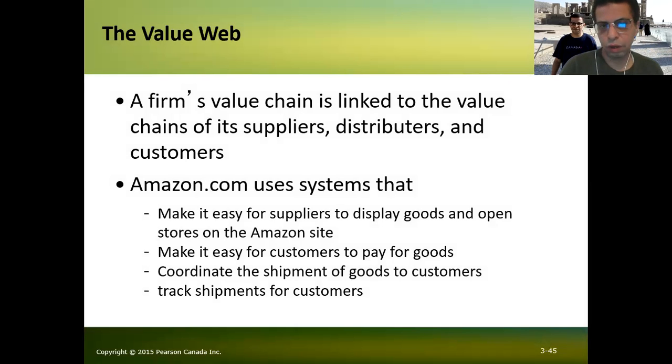Now we come to the value web. A firm's value chain is linked to the value chains of its suppliers, distributors, and customers. They're all connected to each other. An example is Amazon.com, which uses a system that makes it easy for suppliers to display their goods and open stores on Amazon, makes it easy for customers to pay for the goods, coordinates the shipment of the goods to the customer, and tracks the shipment for the customer. It is very similar.